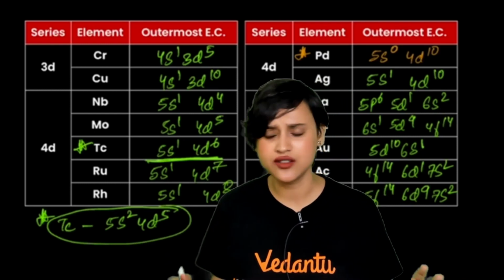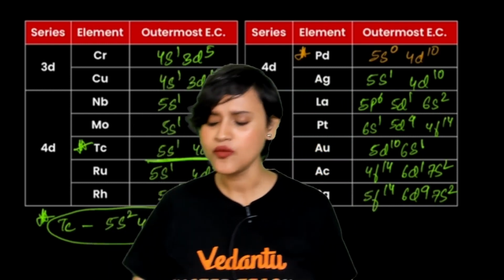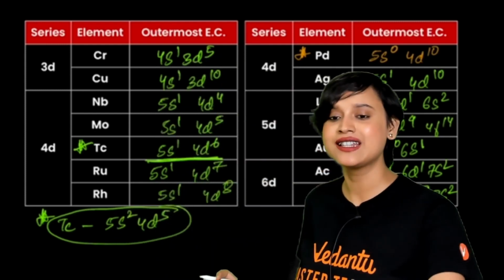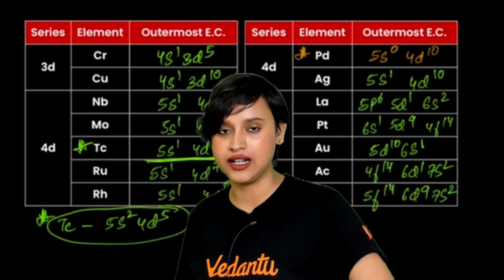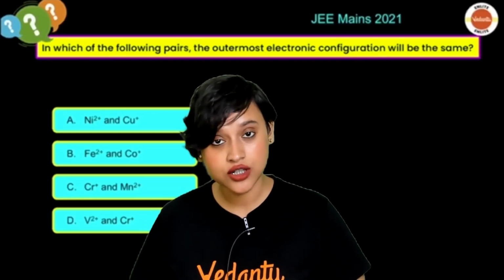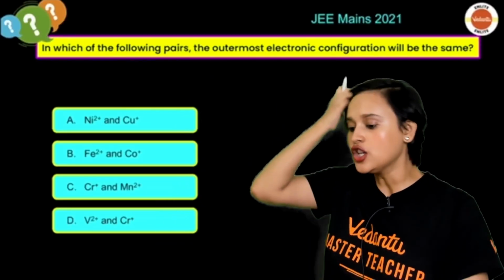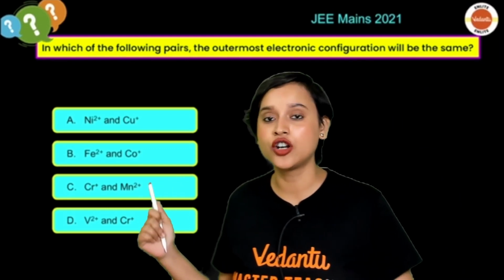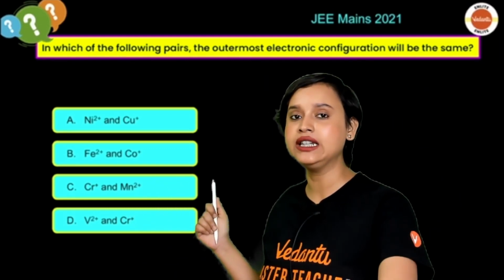We should not have taken so much time, but it's okay. We're teaching for the first time, right? We're learning this chapter for the first time. So I hope this much is clear. Once this much is clear, shall we solve a question? Let's solve the question, everybody. The question is: in which of the following pairs will the outermost electronic configuration be the same?